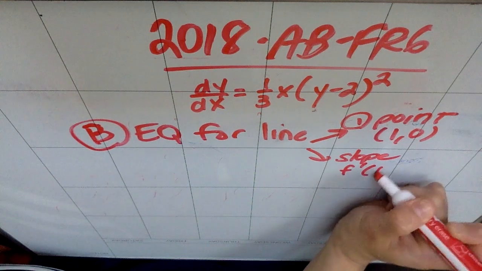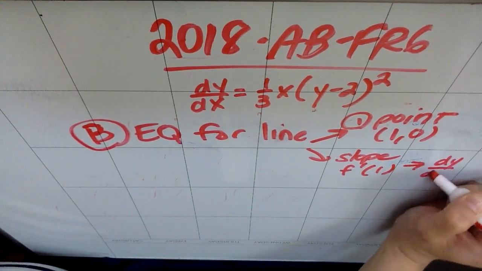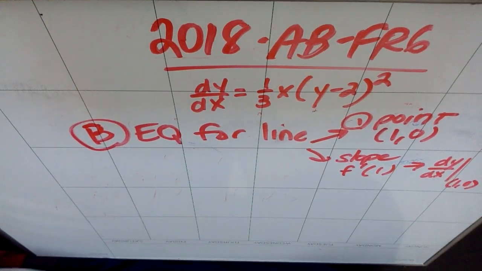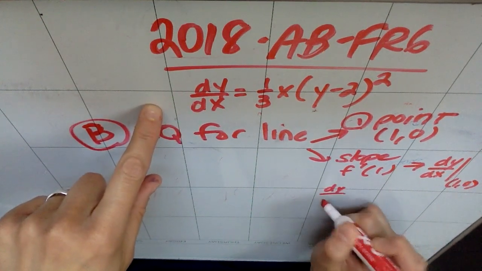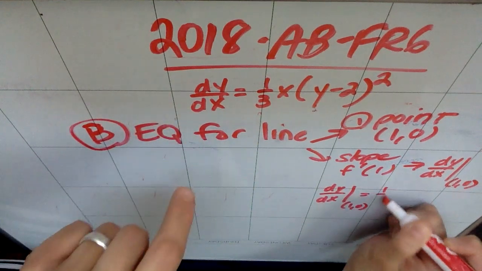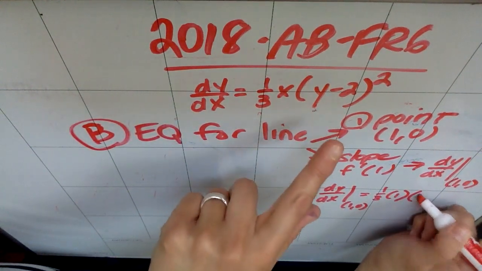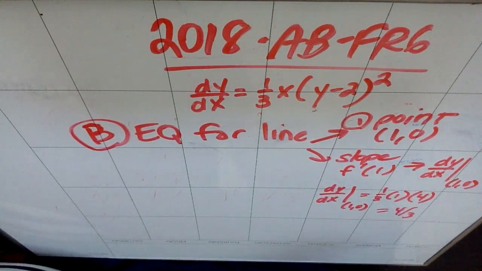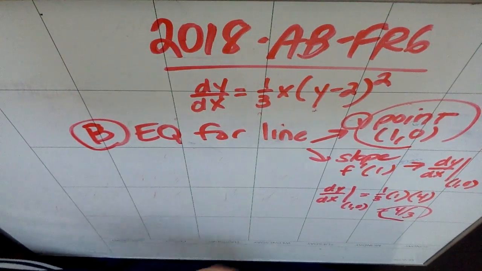And your slope is f prime of 1. But in this situation, that's going to be your dy/dx evaluated at the point 1, 0, which you can totally do. So you're going to find your slope by taking your dy/dx. So dy/dx evaluated at 1 comma 0 is going to be 1/3 of a 1 times a 0 minus 2 quantity squared, which would be a negative 2 squared, so that's a 4. So your slope is 4/3. Once you have a point and a slope, you should write your equation in point-slope form.